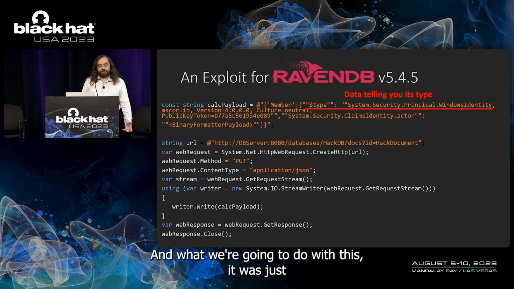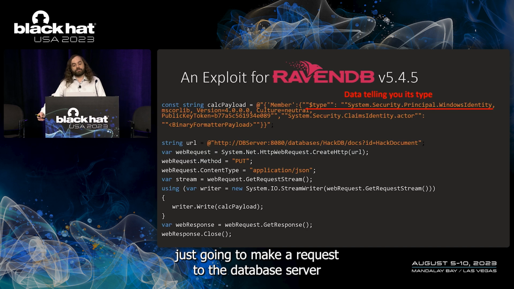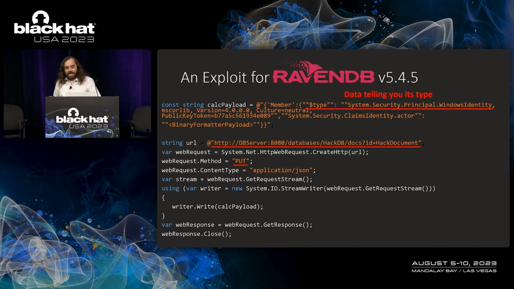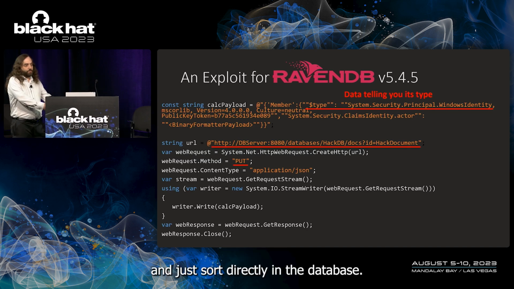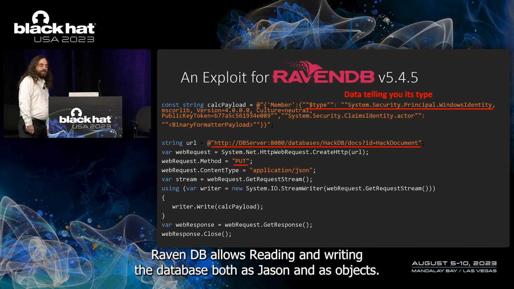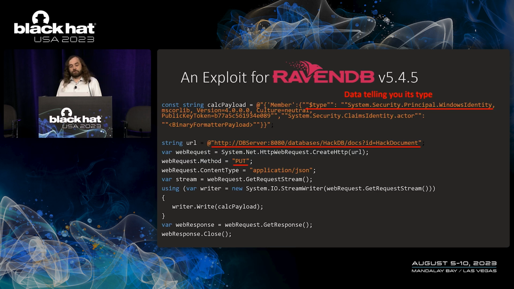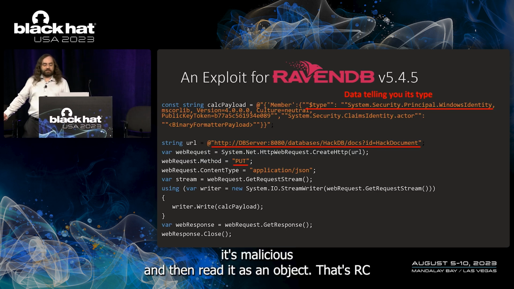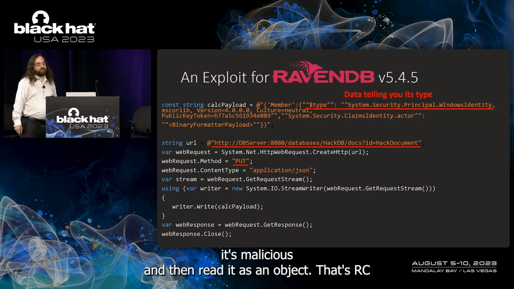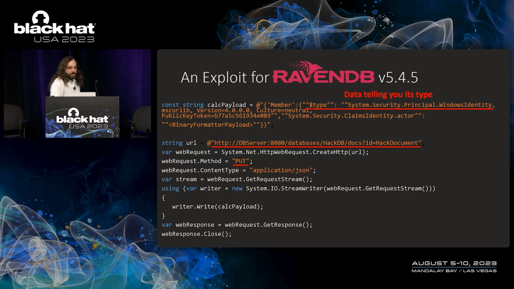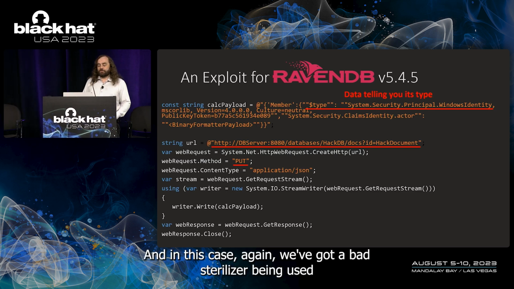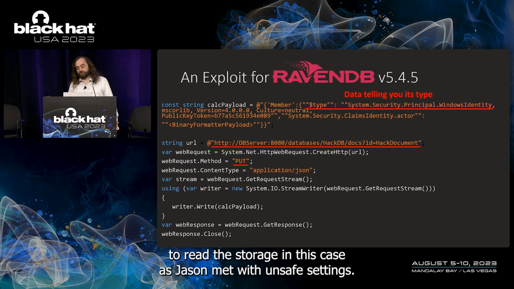And what we're going to do with this JSON is we're just going to make a put request to the database server and just store it directly in the database that way. RavenDB allows reading and writing the database both as JSON and as objects. So if you write the JSON to the database that's malicious and then read it as an object, that's RCE. And in this case, again, we've got a bad serializer being used to read the storage. In this case, it's JSON.NET with unsafe settings.